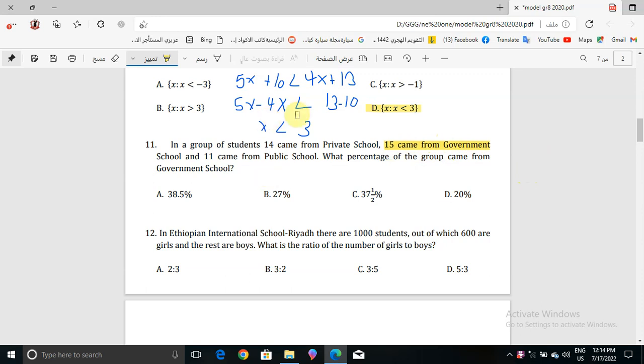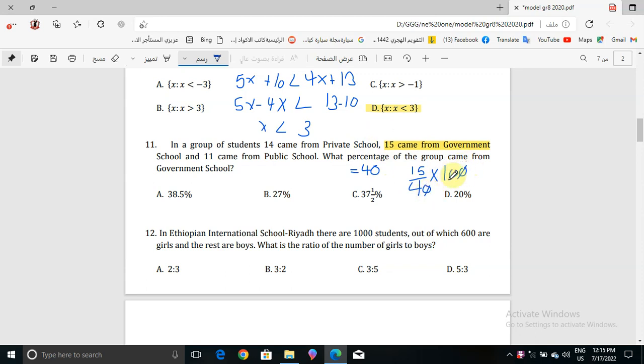Okay, now what we will do here first, we will add all of the students together, like 14 plus 15 plus 11. It is equal to 40, right? Then we want to know the percentage of the students who came from government school, right? So it will be 15 over the total number of the students times 100.